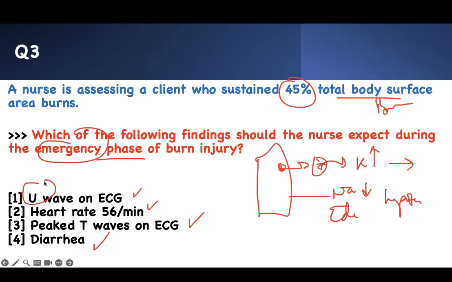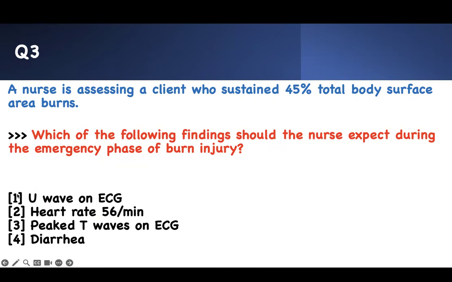U wave is associated with what? Hypokalemia. Bradycardia, you're dehydrated, you're going to be what? Tachycardic. Peaked T wave is associated with what? Hyperkalemia. Diarrhea, your sympathetic nervous system is all up. Therefore, when you have a burn wound, your sympathetic nervous system is up. Therefore, you're going to have what? Decreased GI activity. You're not going to have diarrhea. You're going to have distension. Therefore, this will have paralytic ileus. They're not going to have a bowel movement. Which answer choice do you think it is? Peaked T wave. That's the key.